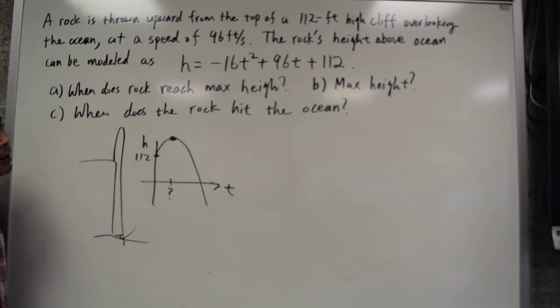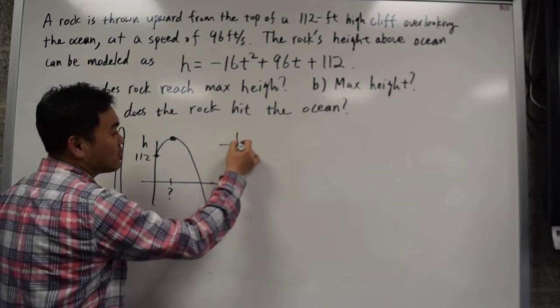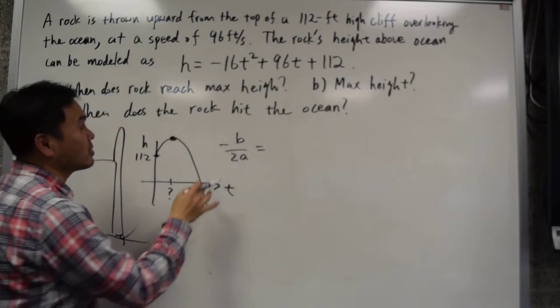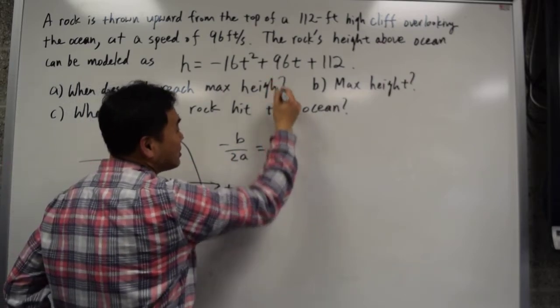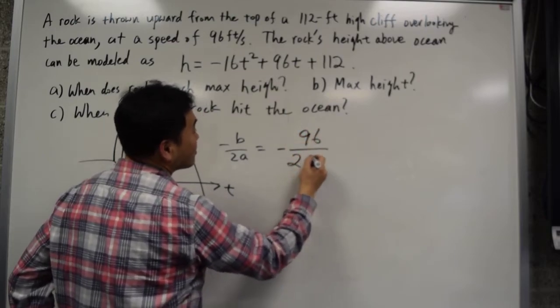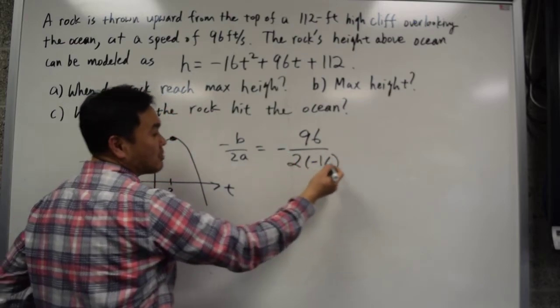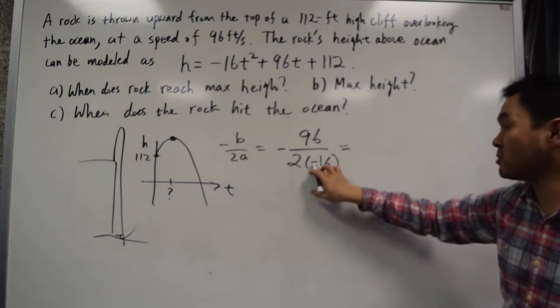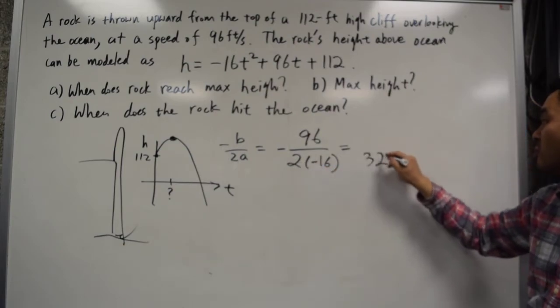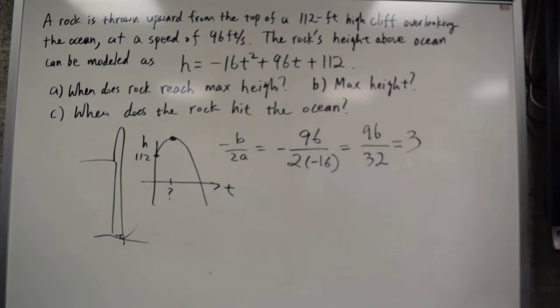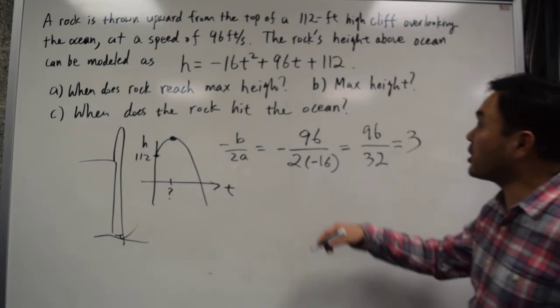So how do we get the vertex? We use the vertex formula, negative b over 2a, which is the formula for the x-coordinate of the vertex. Let's plug things in. Negative b is 96, over twice negative 16. The negatives cancel, twice 16 is 32, and 96 divided by 32 is 3. So the answer to the first question is 3.